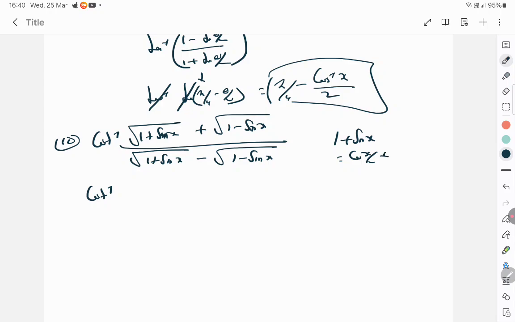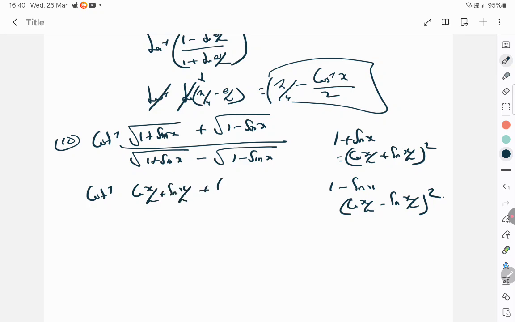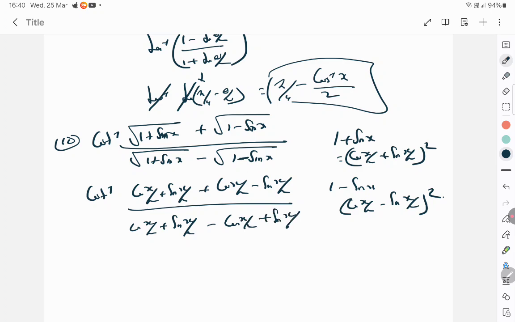Is cos x by 2 plus sin x by 2 the whole square. And 1 minus sin x is cos x by 2 minus sin x by 2 the whole square. When you put it in roots, root and square get cancelled, becoming cos x by 2 plus sin x by 2 plus cos x by 2 minus sin x by 2, by cos x by 2 plus sin x by 2 minus cos x by 2 plus sin x by 2. Cos and cos get cancelled, sin and sin get cancelled.